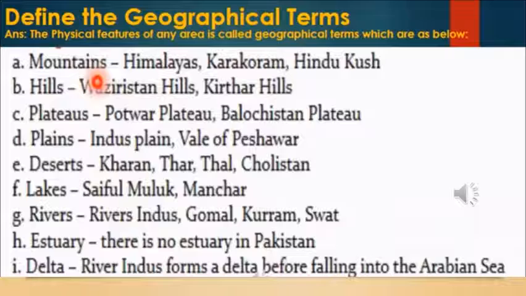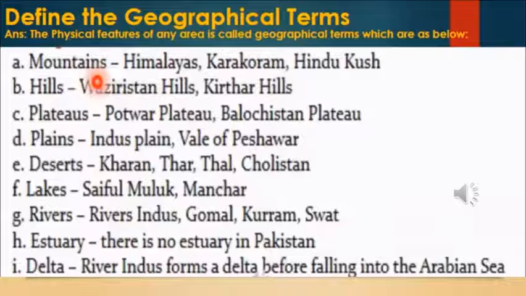Now here we are going to discuss the physical features. What do we understand by the term physical features? They are the features on the earth's surface that have been formed by nature. For example, mountains, deserts, hills, rivers, lakes, plateaus. These are part of the physical features, and they add to the beauty of nature as well.